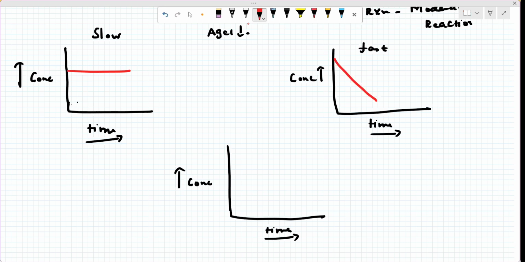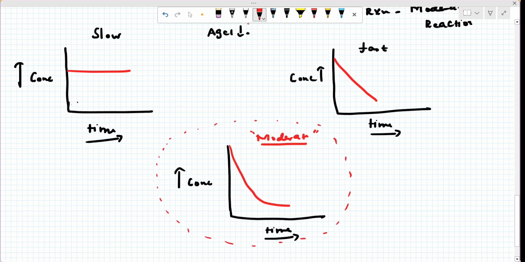What about a moderate reaction? A moderate reaction decreases gradually. This is the moderate reaction. Most chemical reactions are moderate reactions. Now we are going to focus only on this graph. Listen, in a slow reaction, with respect to time, the change in concentration is very low. It means almost constant.